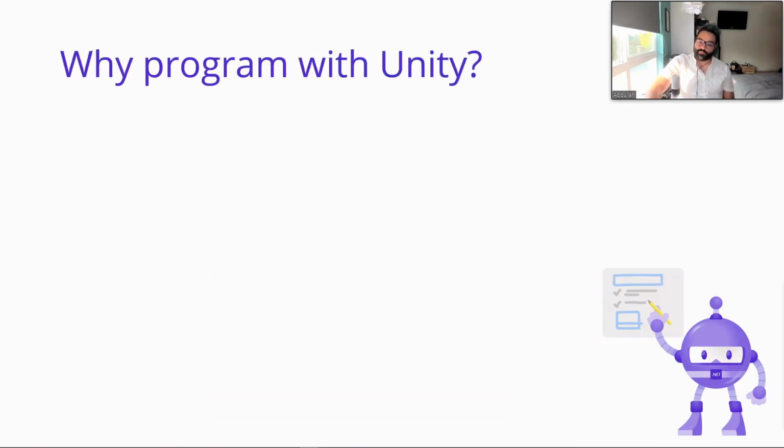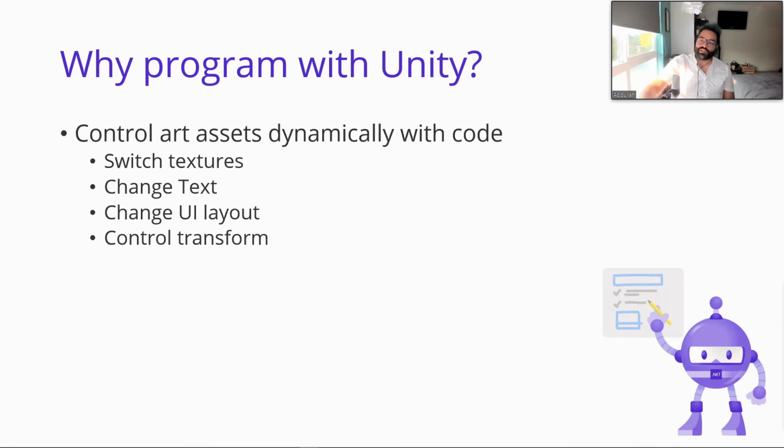So why program with Unity? The cool thing for artists to know about programming for Unity is that you can control the assets dynamically. You can switch textures in the middle of the game. If a certain event happened, you can just switch textures. And if you have different shaders, you can actually apply different shaders to the same texture dynamically while running the game. And this makes it so that you don't have to use as much memory and you don't have as many textures. You can really reuse textures and just apply things programmatically to them.